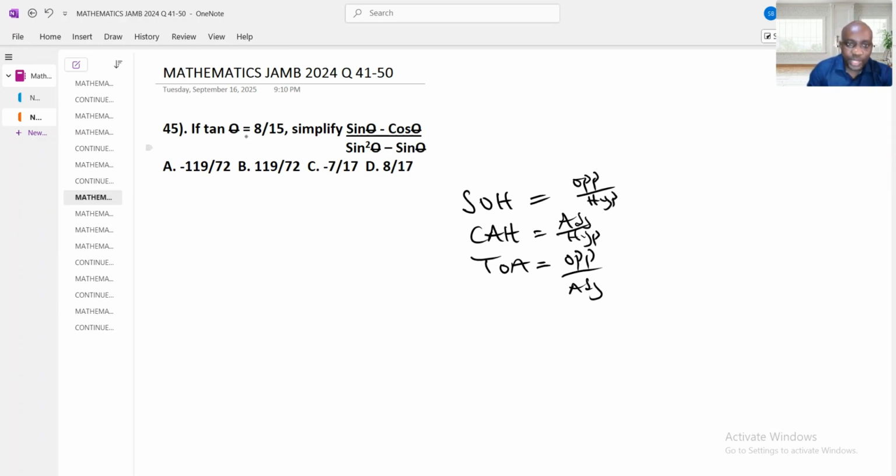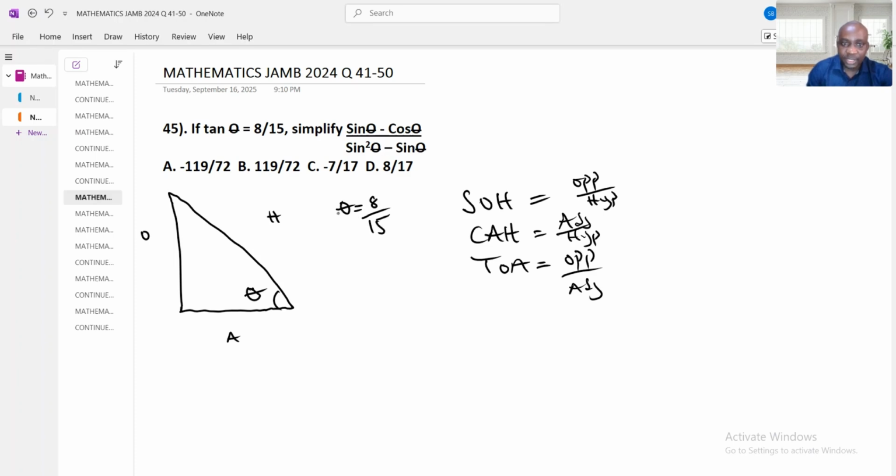Now I'm going to draw the triangle that forms this tan theta of 8/15. This is adjacent, this is opposite, this is hypotenuse, and this is adjacent. Now, they gave us tan theta of 8/15. What is tan theta? Opposite over adjacent. Opposite is 8 and adjacent is 15. Now we substitute to look for this hypotenuse h by using the Pythagoras theorem.